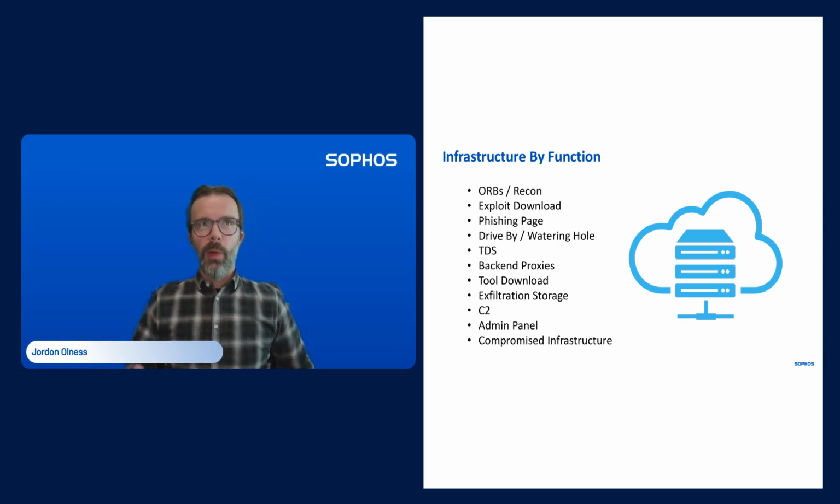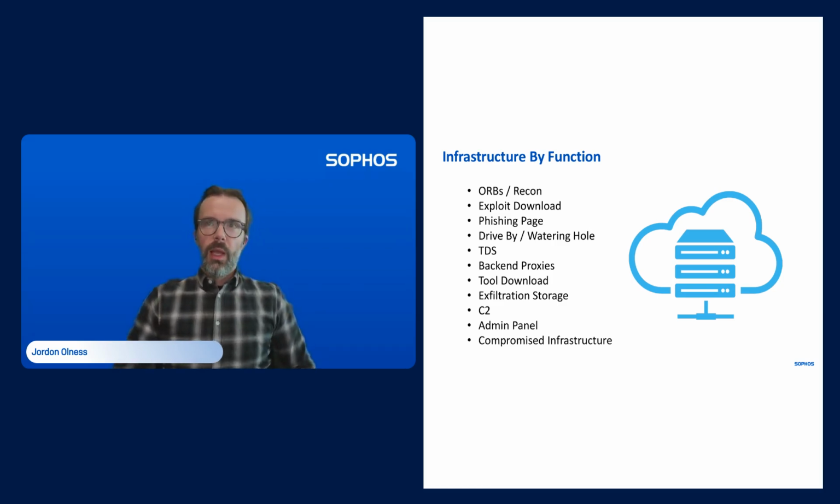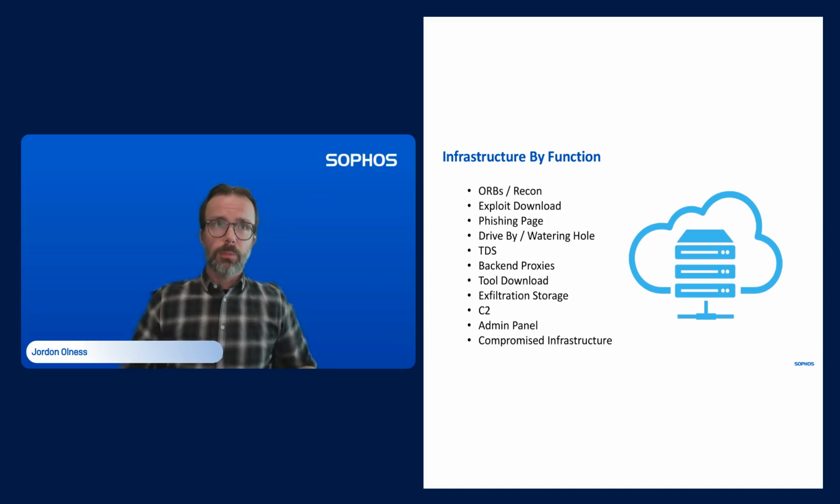So if we're talking about malware infrastructure, we could be talking about command and control servers. We could be talking about staging servers. We could be talking about proxy servers. Alternatively, we could be talking about web services. So this kind of infrastructure would be phishing pages, or traffic direction services. It's a broad term to describe all the different servers that attackers use in their attacks.